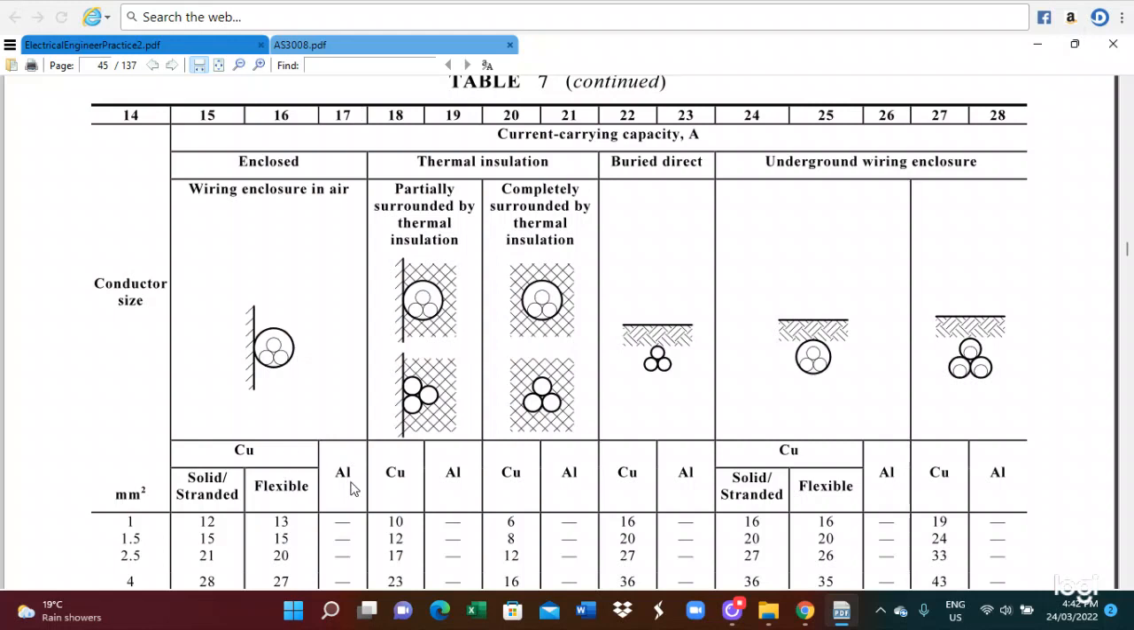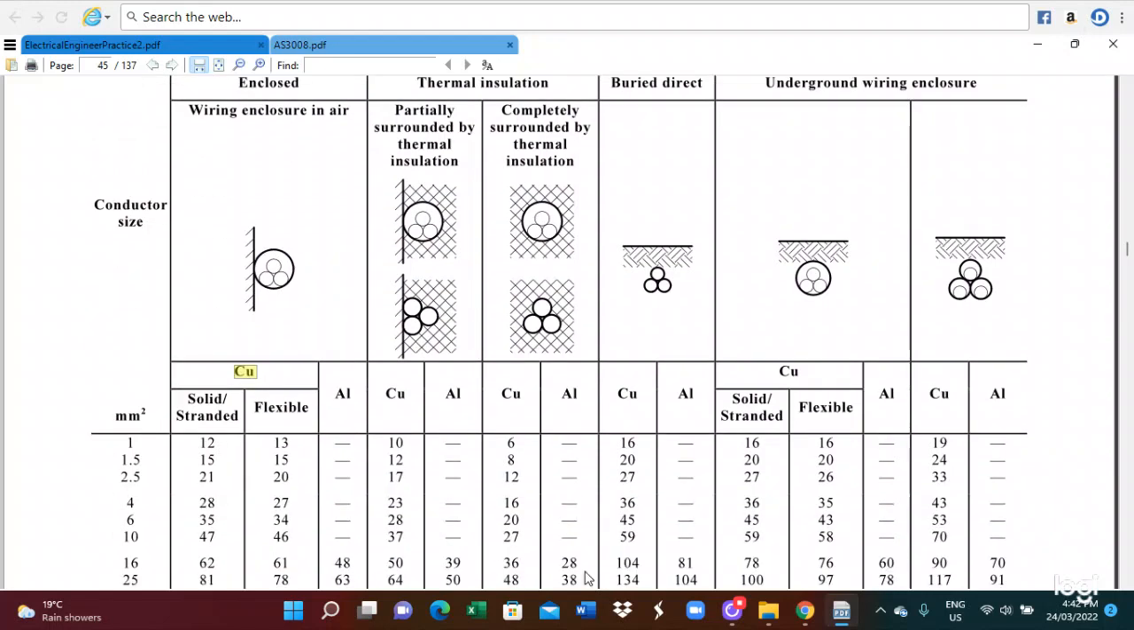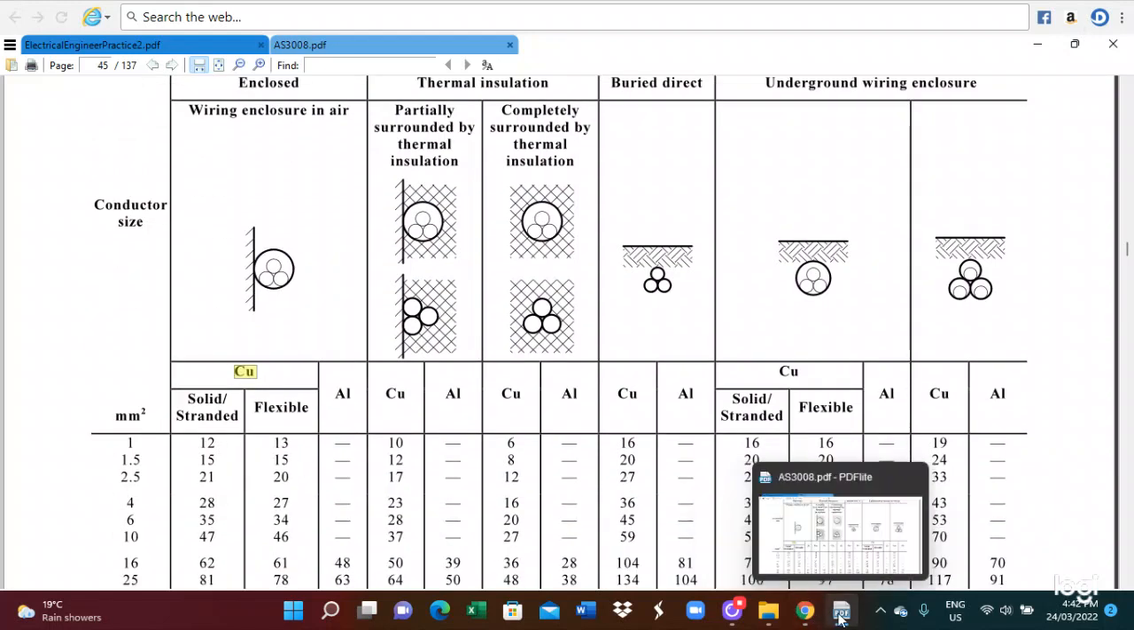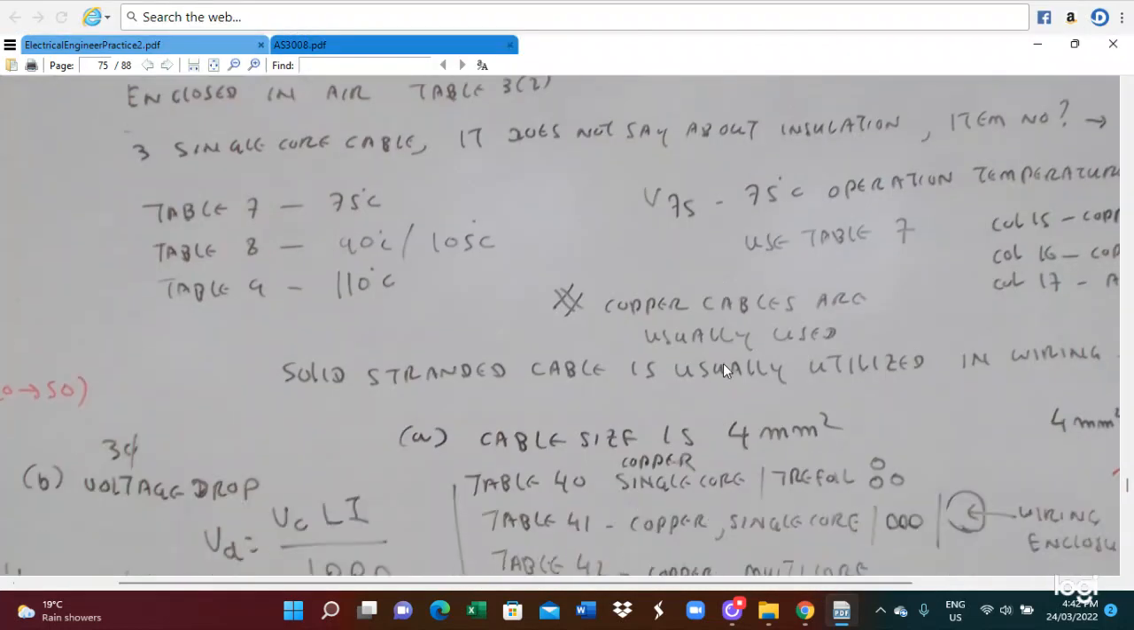This problem does not specify, so we assume solid stranded. We don't use flexible in the installation, and we don't use aluminum, because the given is copper. So for copper solid stranded, we refer to column number 15. This is the column you have to refer to.